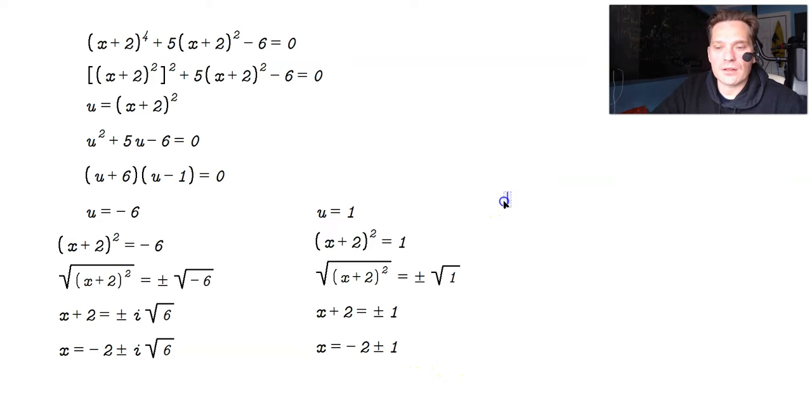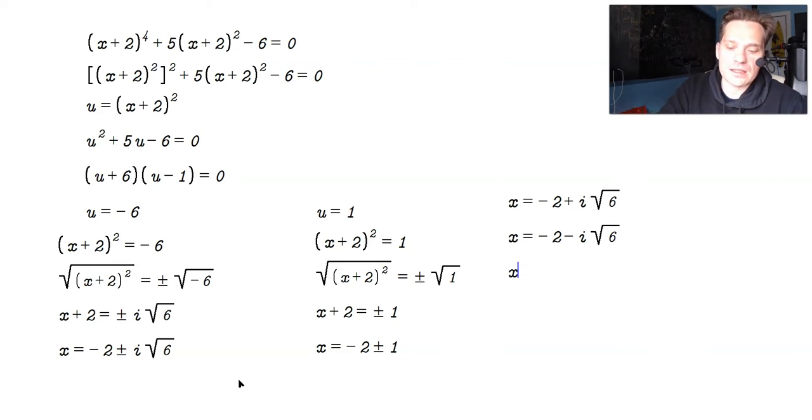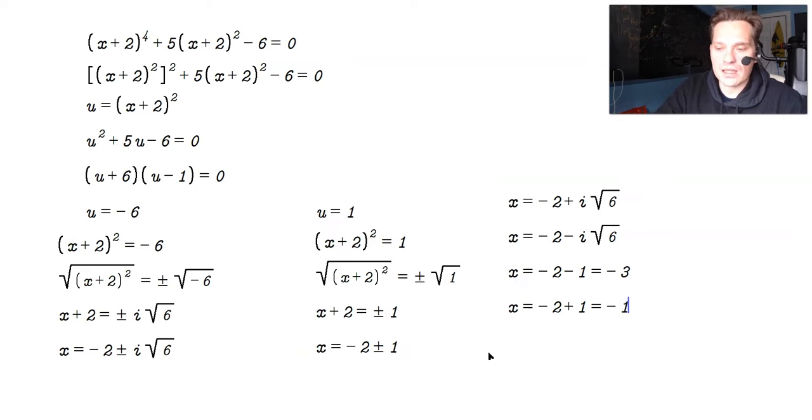So let's write down all the answers. From the first one, x equals negative 2 plus i root 6, one answer. x equals negative 2 minus i root 6, another answer. x equals negative 2 minus 1, so that's negative 3. And then x equals negative 2 plus 1, which is negative 1. So here are your four answers, two complex ones and two real ones.